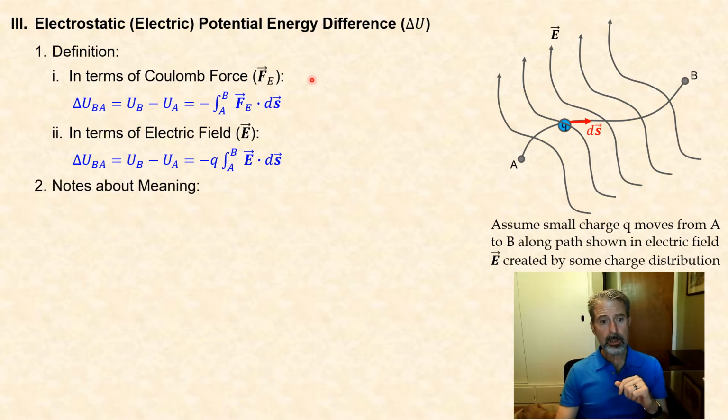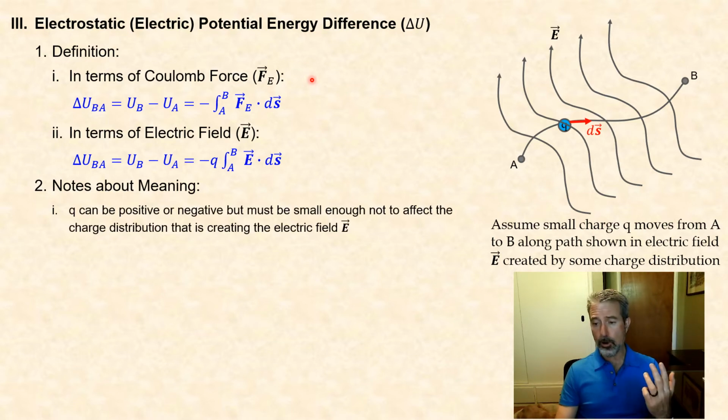So given this, a few things to note about the meaning. Don't think you're going to really learn anything new here. First of all, this is important. It may not be new, but remember that Q can be positive or negative. It shouldn't be so big that it can affect the charge distribution in any significant way, thus changing the value of that electric field, but Q can be positive or negative.